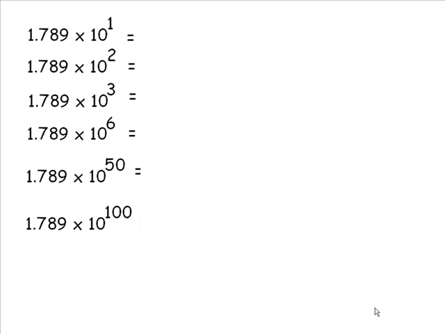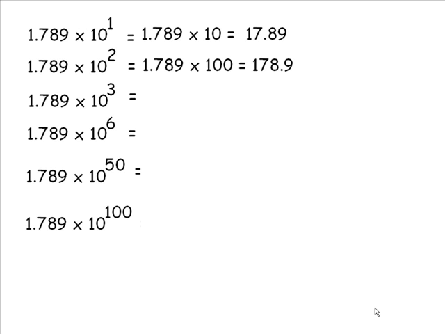Here are some examples. 1.789 times 10 to the exponent of 1 is just the same thing as 1.789 times 10, which equals 17.89. You'll see that writing in Scientific Notation to a power of 1 is really kind of a waste of your time. However, 17.89 is not a really large or really small number. So we'll take a look at 1.789 times 10 squared. 10 squared, you know, is 100. 1.789 times 100 is equal to 178.9.